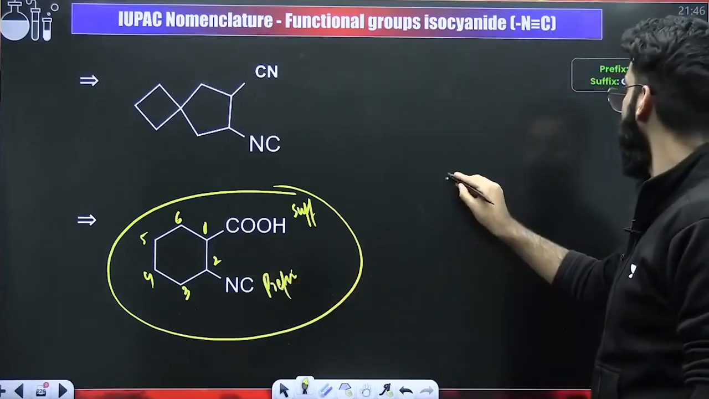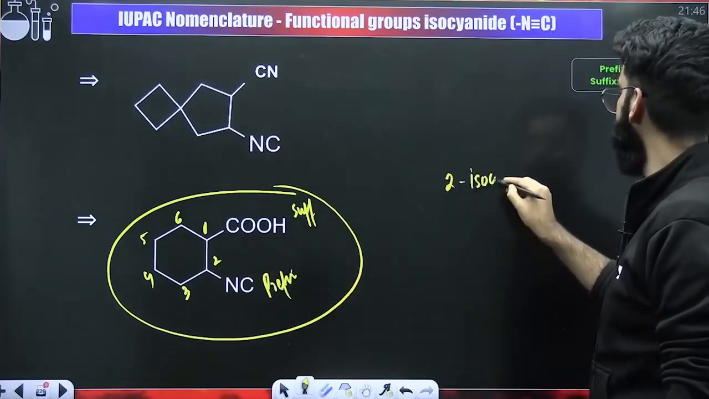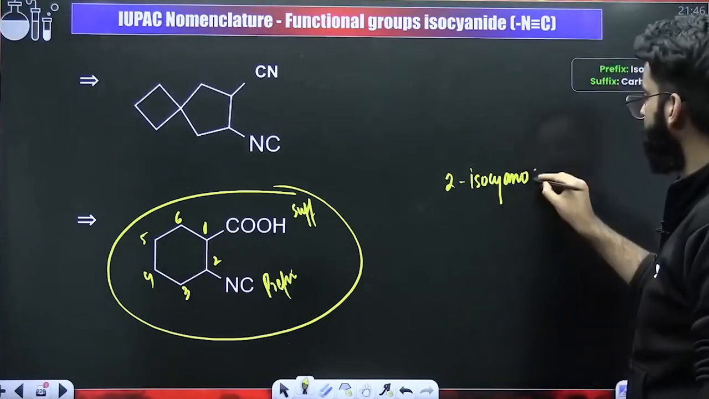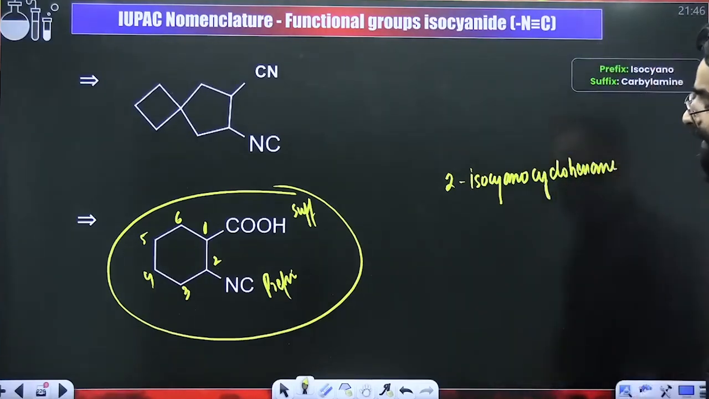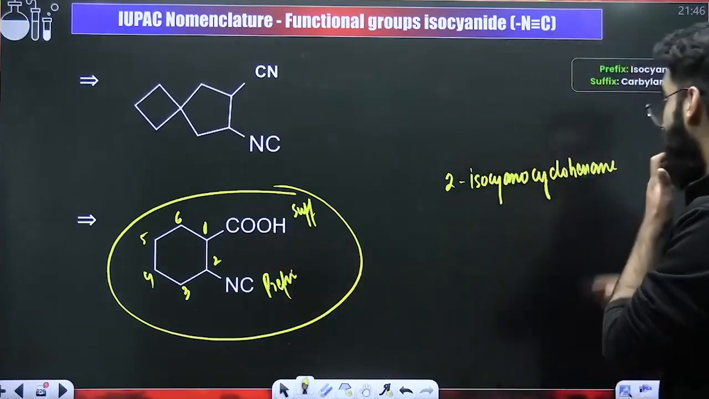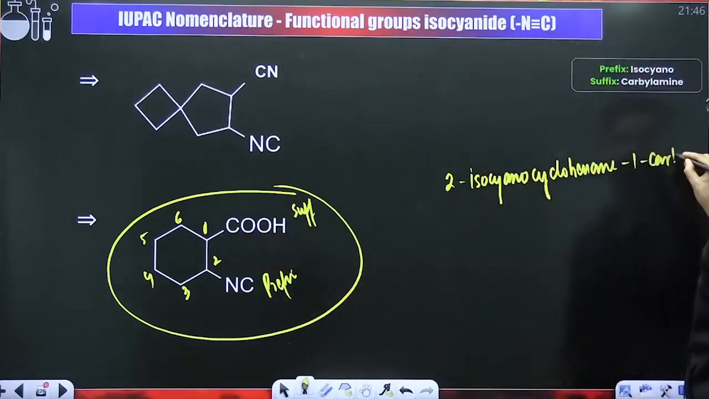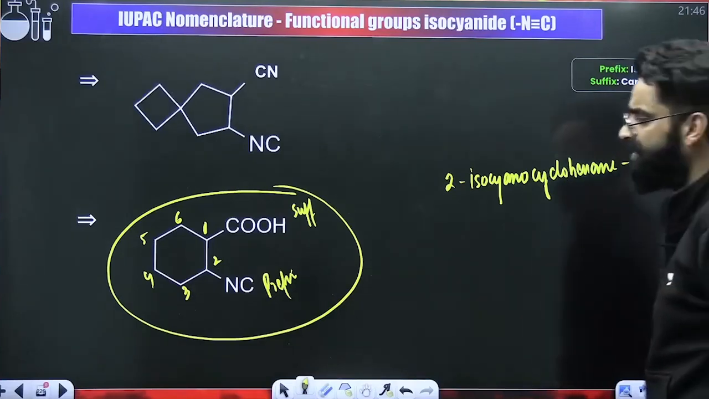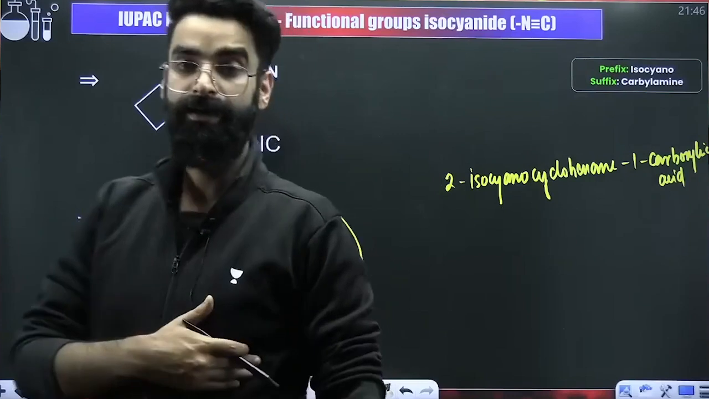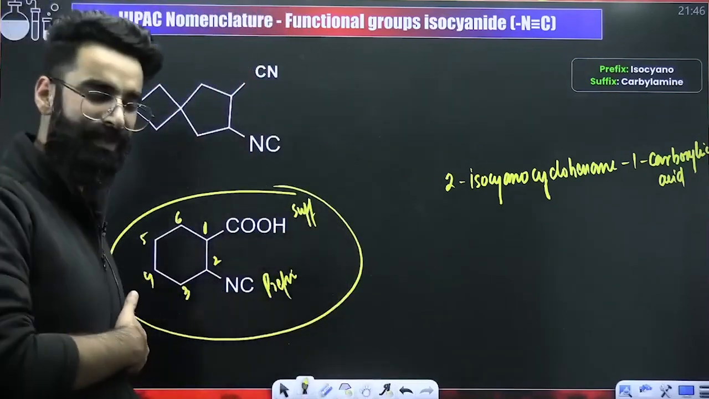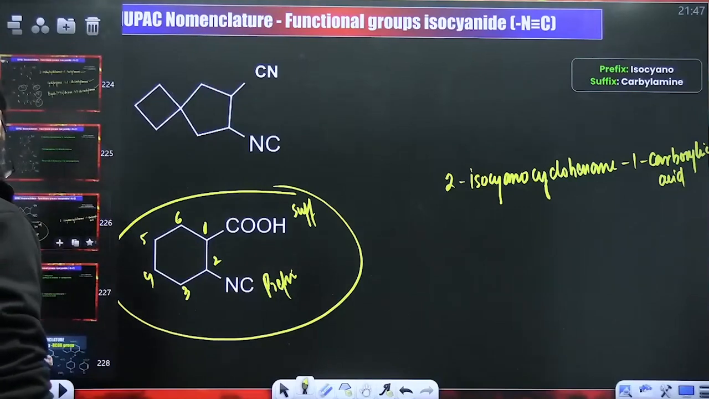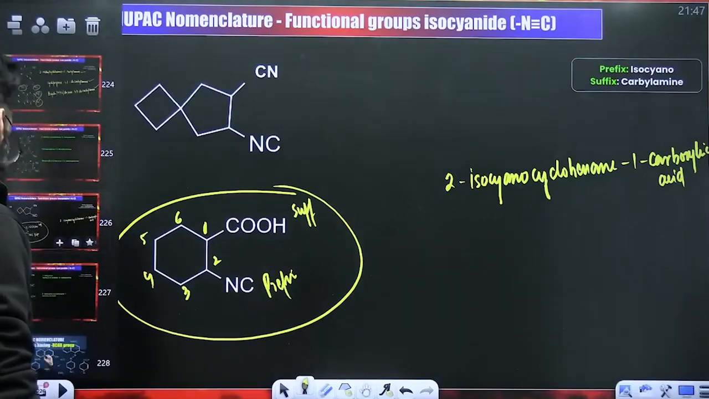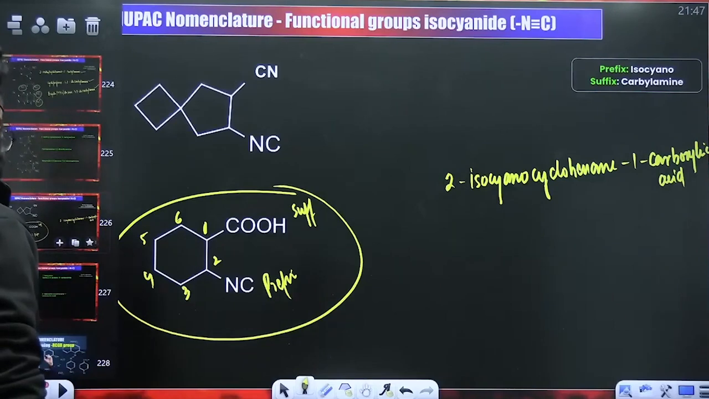So at 2, what do we have? At 2, we have got isocyano. Then it's going to be cyclohexane. At carbon number 1, there's a carboxylic acid. So it's 1-carboxylic acid. Why carboxylic acid? Because the carbon of the carboxylic acid is not the part of the main chain. It's not included in the main chain. Perfect, guys?